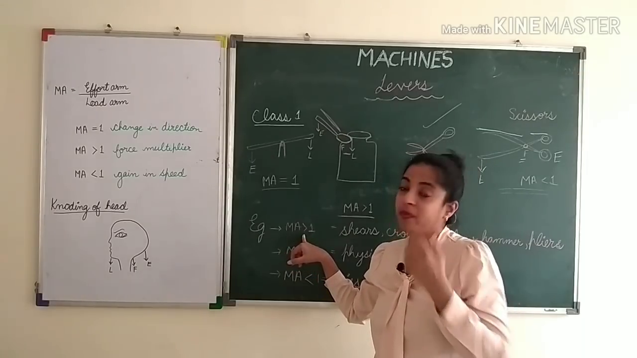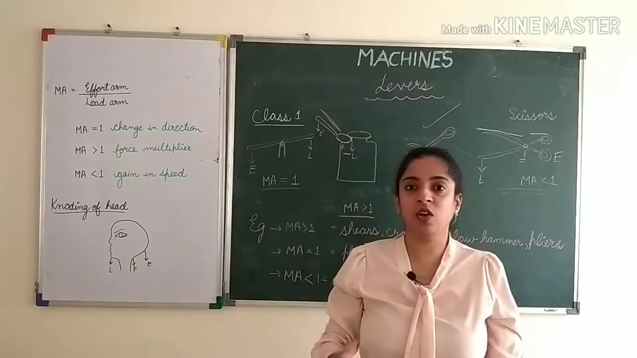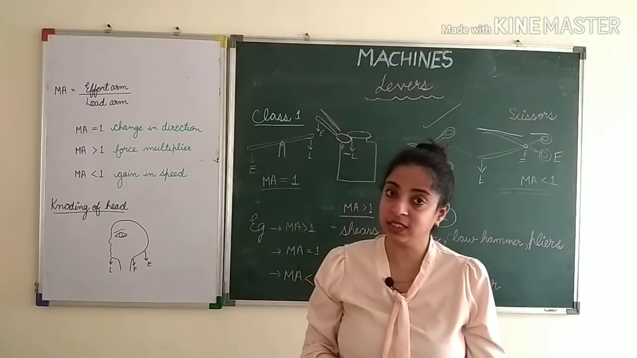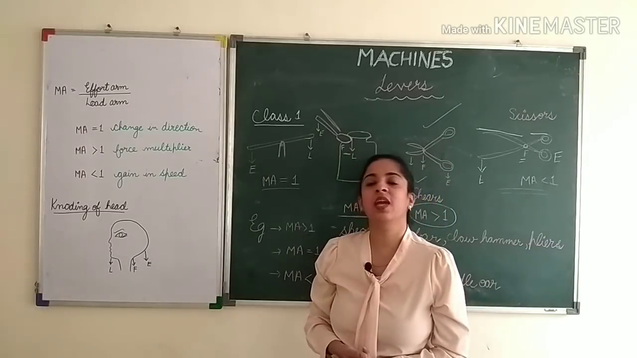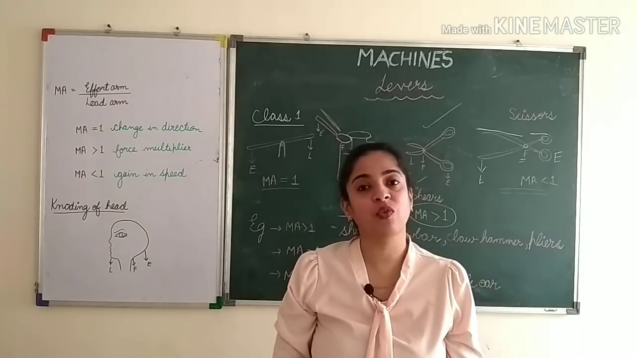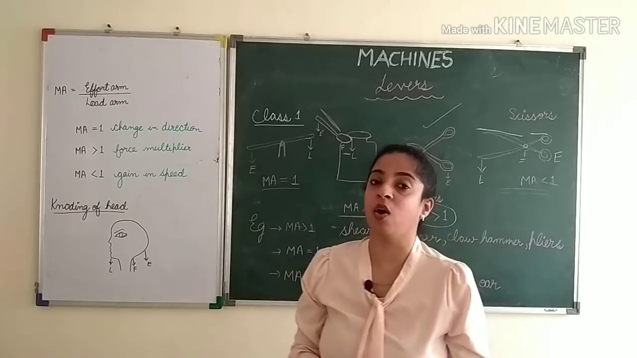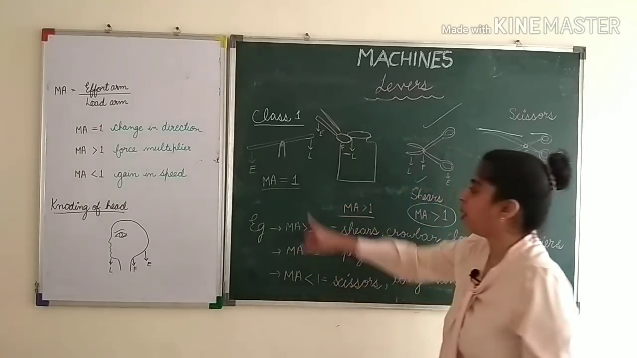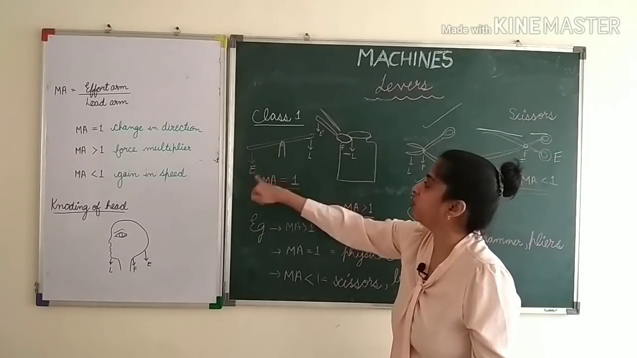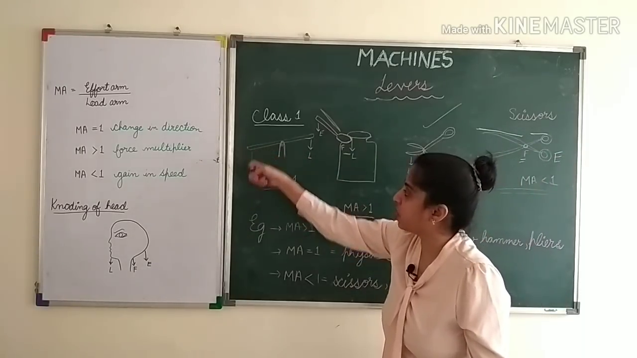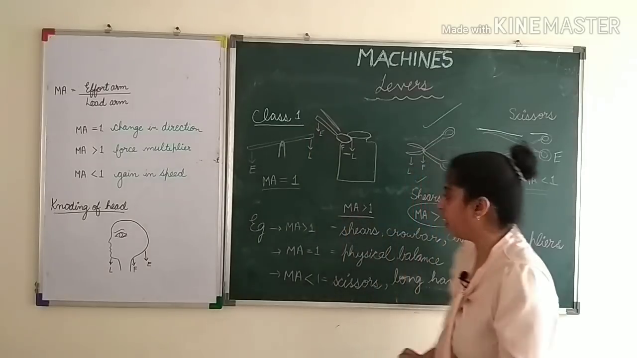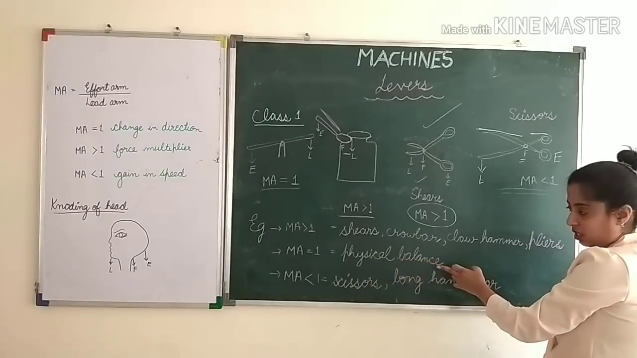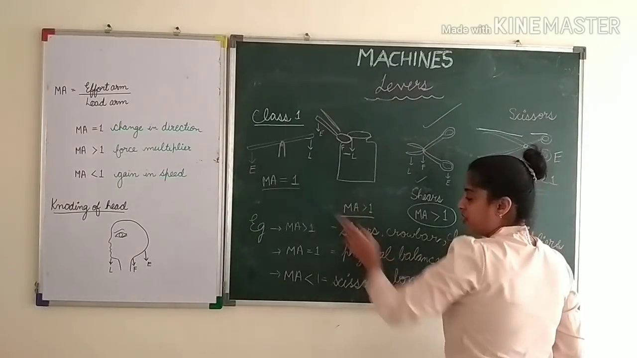तो which type of questions will be asked? You will be given a lot of examples and you will have to identify which class of lever it is, or they will give you the name of the example and will ask you whether it acts as a force multiplier or gain in speed or for change in direction. Right? So for MA equal to 1, it is used to change direction. एक बच्चा नीचे आएगा तो दूसरा बच्चा ऊपर जाएगा. Right? Now mechanical advantage is equal to 1, physical balance. Another example is physical balance.